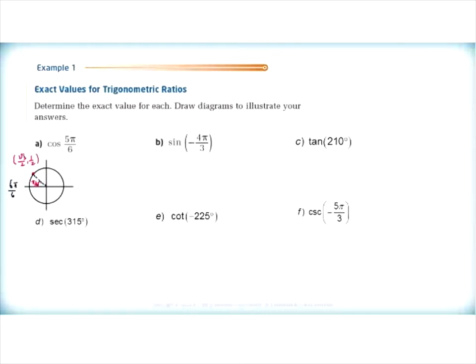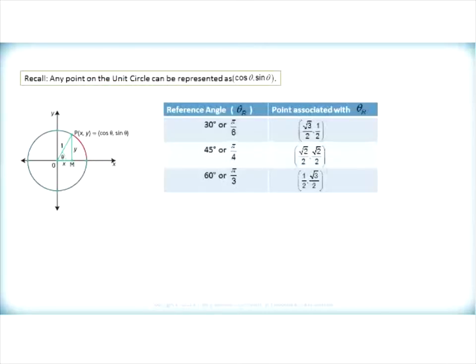Now, of course, in this quadrant, x is negative and y is positive. We need to be very careful with our signs here as well. So a reference angle of pi over 6, the point associated with that is negative root 3 over 2 and 1/2 in this quadrant. We're looking for the cosine of the angle. The cosine of the angle is going to be the first coordinate. Now let's go back here again. You see any point on the unit circle can be represented as cosine theta, sine theta. So the first coordinate represents cosine, the second coordinate represents sine.